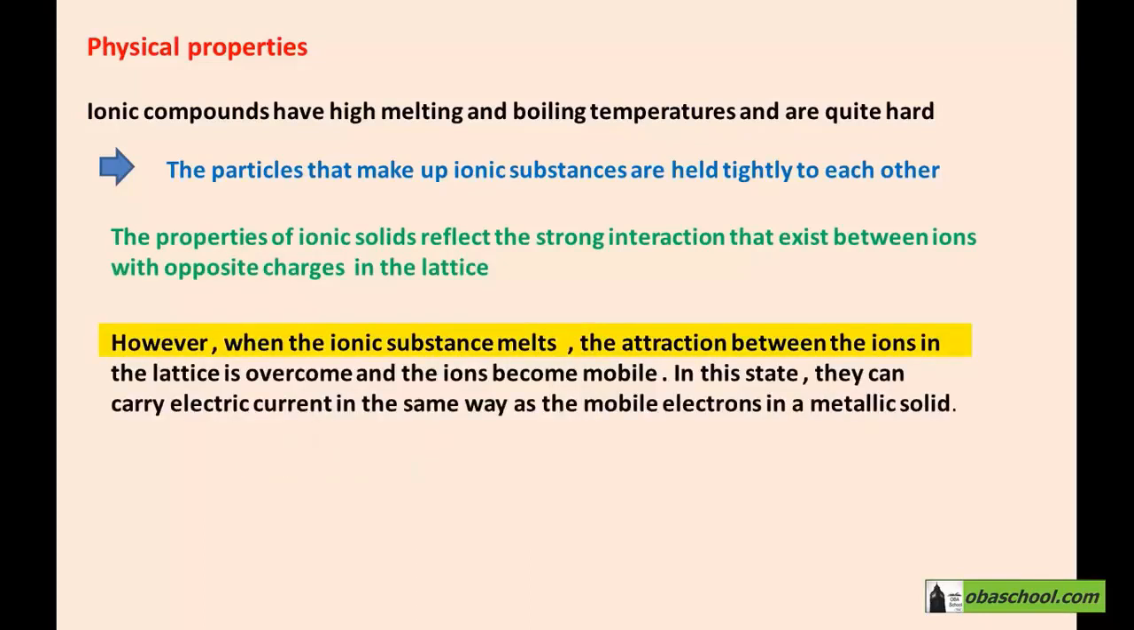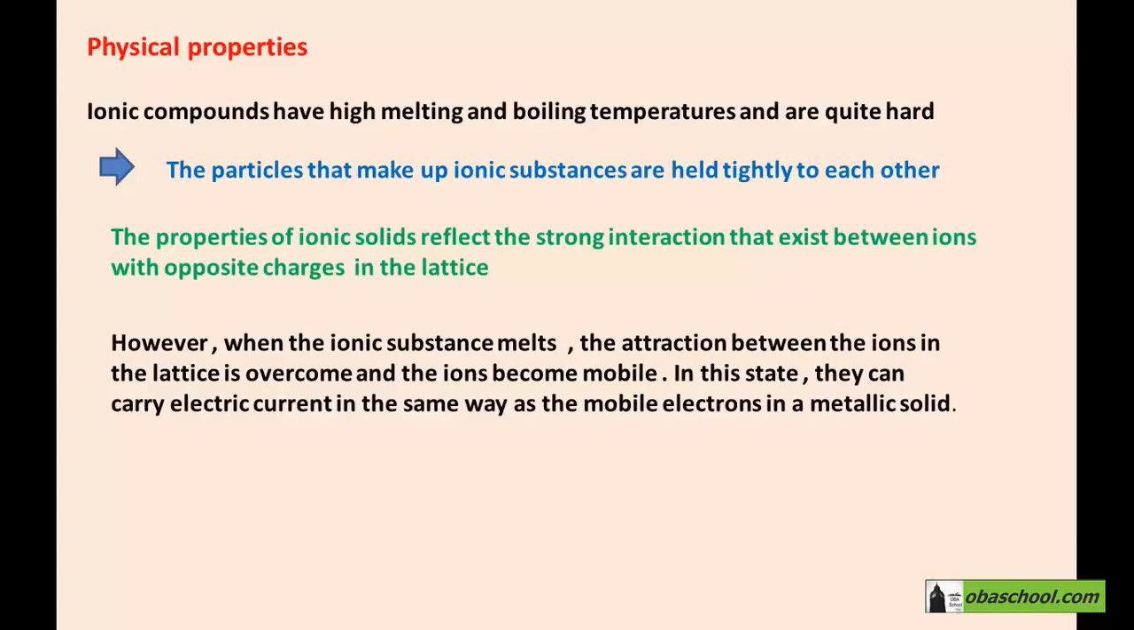Okay, let's continue reading. However, when the ionic substance melts, the attraction between the ions in the lattice is overcome, and the ions become mobile. So, for example, if we melt salt, then the attraction between the positive and the negative would be overcome or overpowered. So, to turn NaCl to liquid, we would need to break the bond between Na and Cl. So the ions would be mobile. That means they can move.